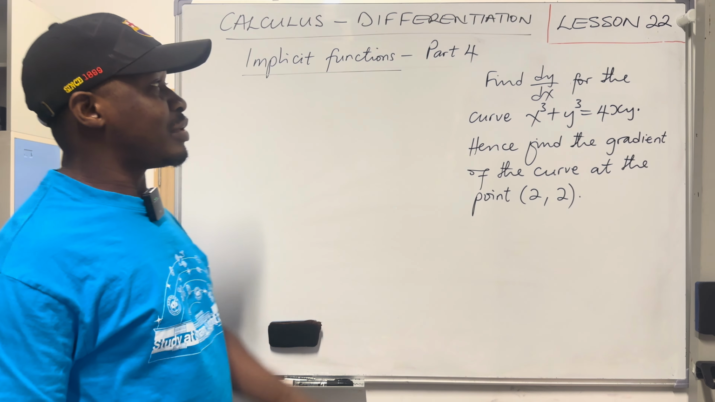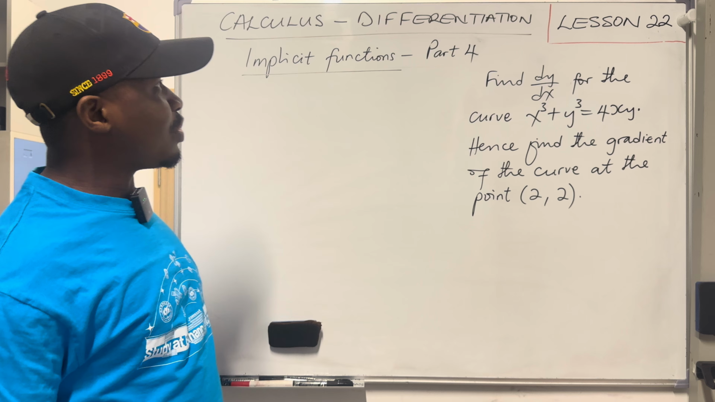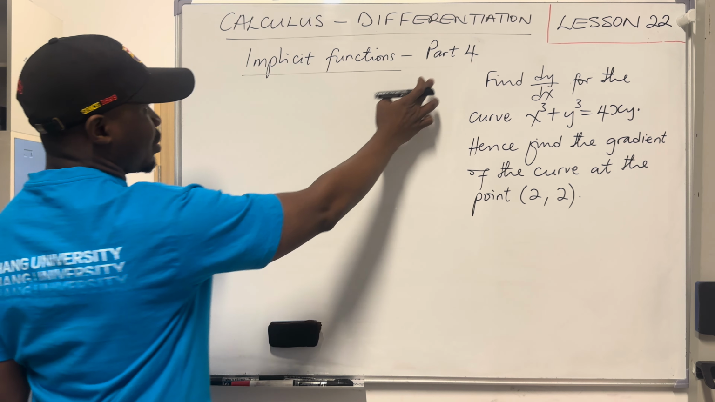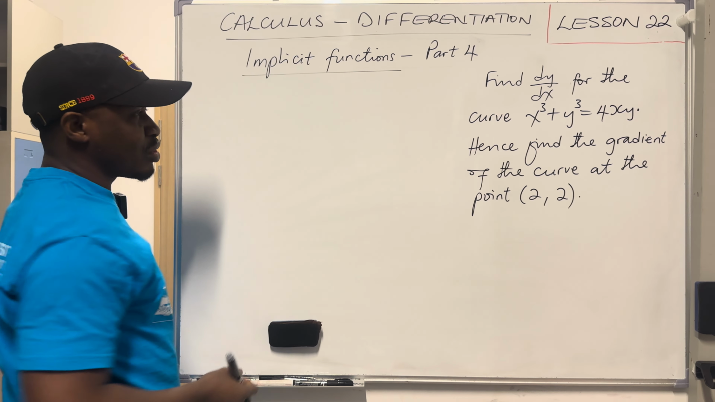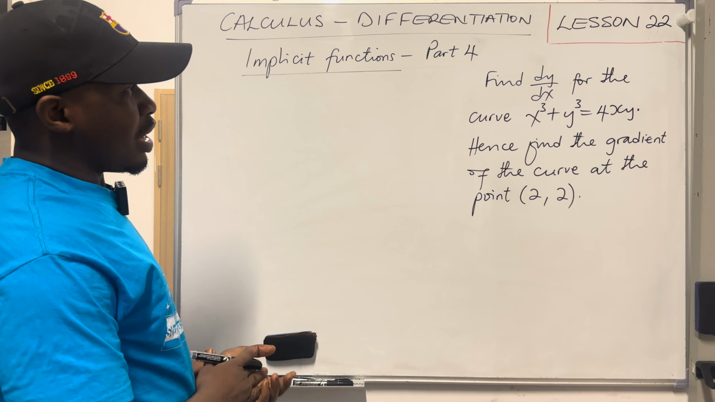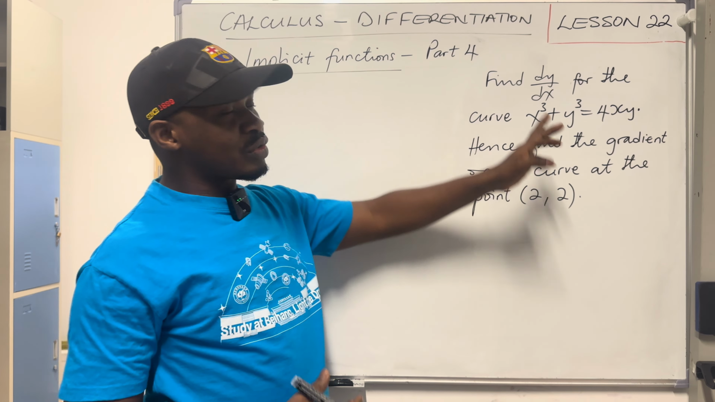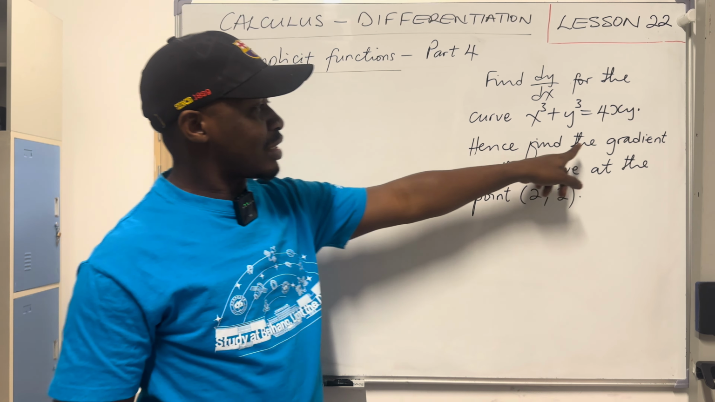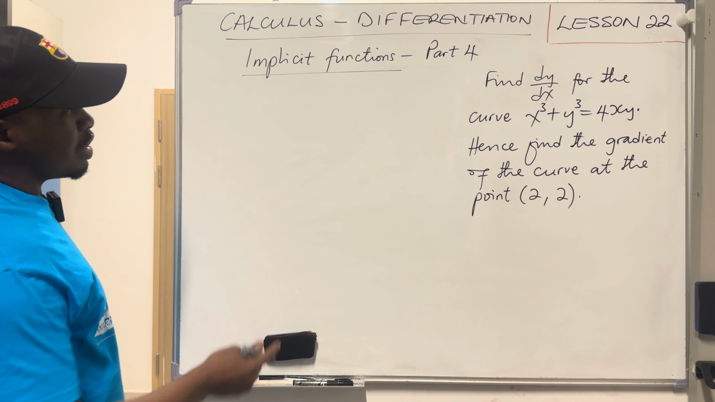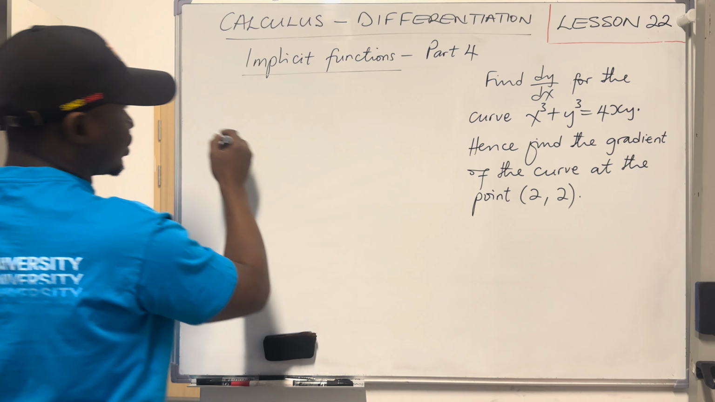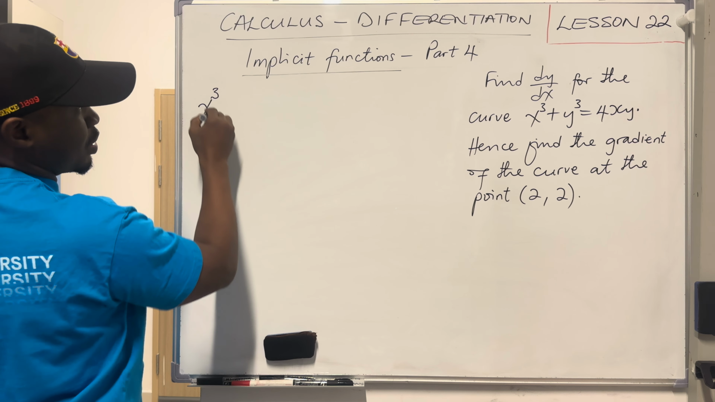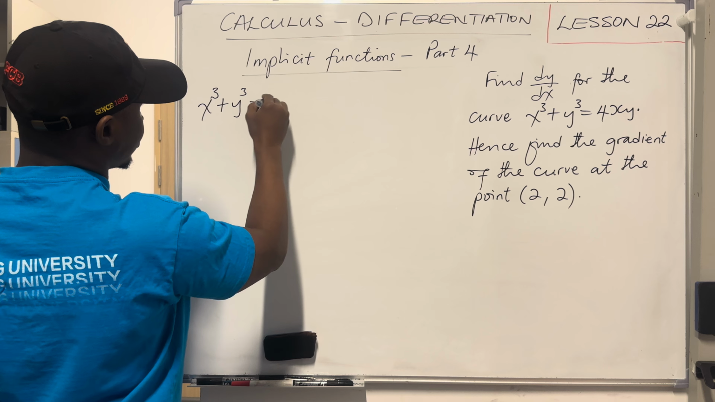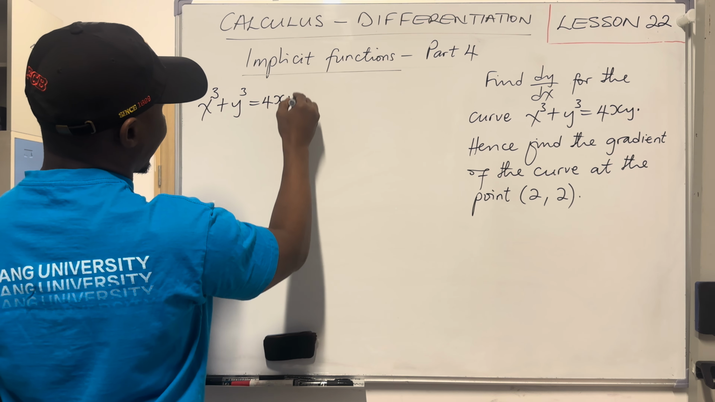Hi class, we have the 22nd lesson for differentiation of calculus, but this is the fourth example for implicit function. All right, so here, two questions in one. First to find dy dx, and later to find the gradient. But we are given the curve x cubed plus y cubed equal to 4xy.